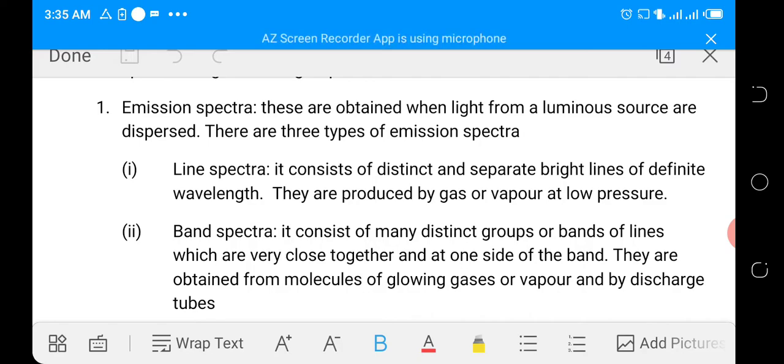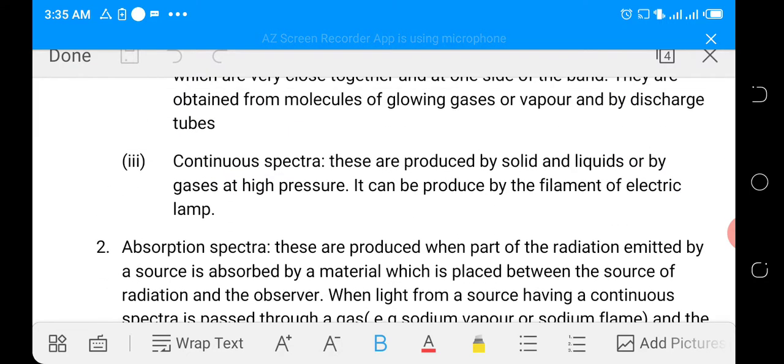Band spectra. This consists of many distinct groups or bands of lines which are very close together and sharp at one side of the band. They are obtained from molecules of glowing gases or vapor and by discharge tubes. The third type of emission spectra is continuous spectra. These are produced by solids and liquids or by gases at high pressure. It can be produced by the filament of an electric lamp.